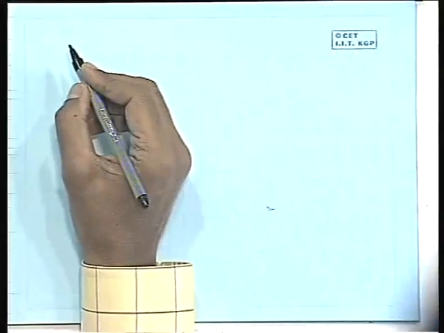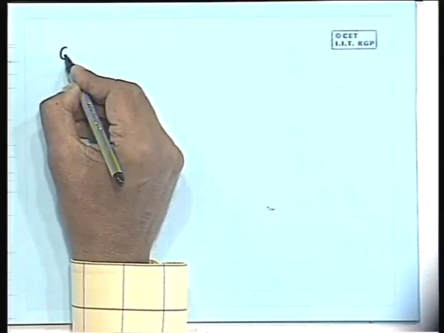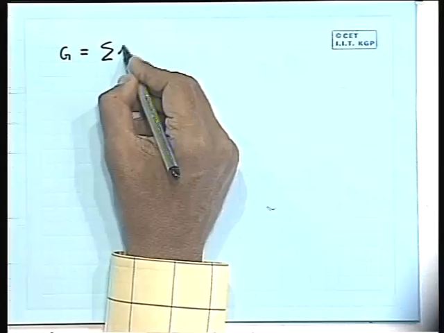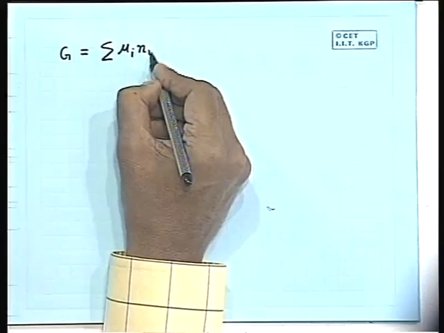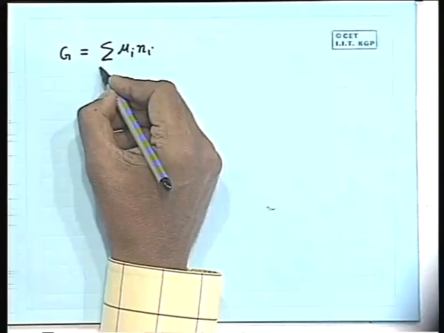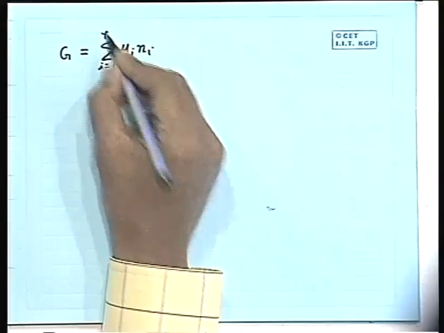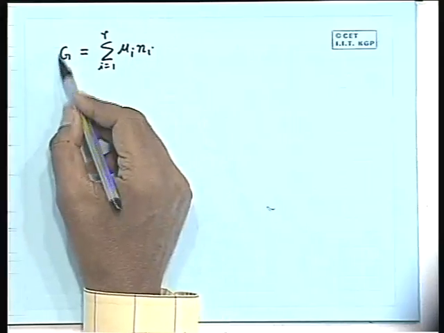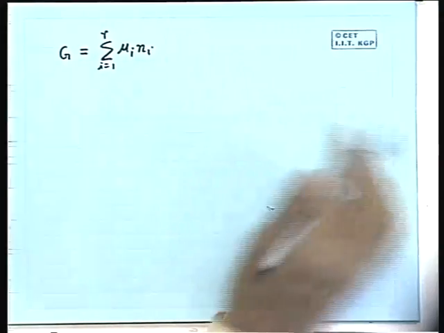So now let us start as a continuation of our last class discussions, where we ended. If you recollect, we ended here: G, the Gibbs function of a multi-component system, can be defined as the sum of mu i n i. This was derived for r number of components with the help of the definition of thermodynamic potential, the definition of Gibbs function, and Euler's theorem for homogeneous functions.